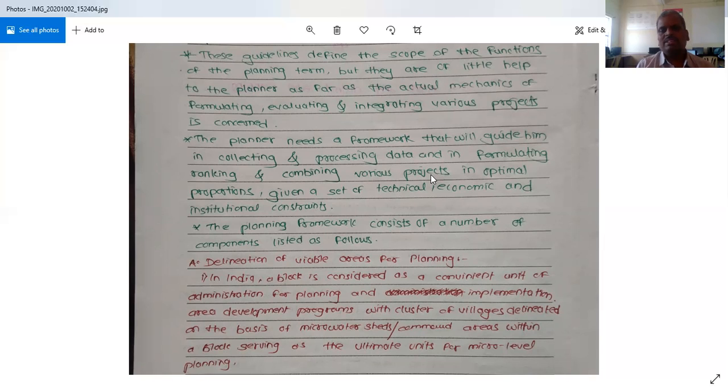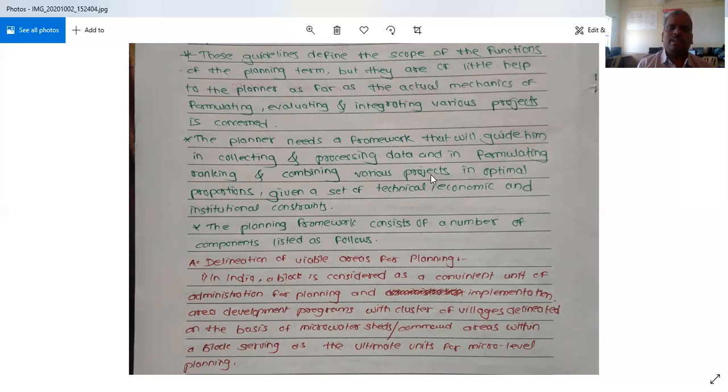So what will happen is, while the planner comes there and starts giving the programs and analyzing the data for the processing, you should be able to combine all the projects and try to give the optimal proportions in such a way that the technical and economic constraints can be easily removed.